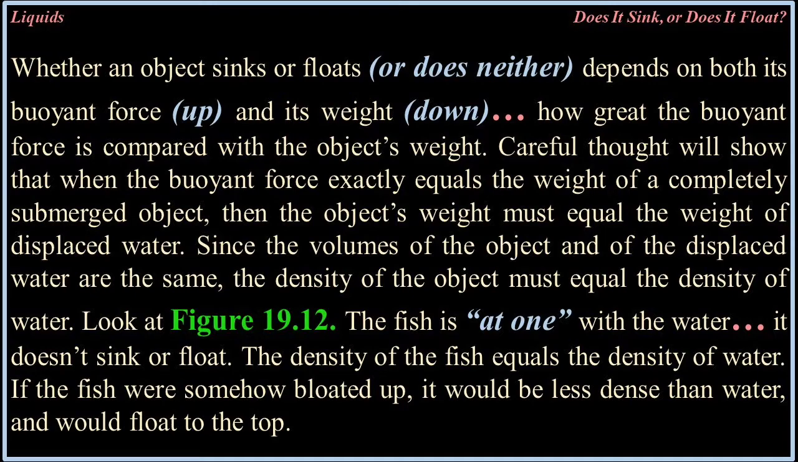Whether an object sinks or floats or does neither depends on its buoyant force up and its weight down, how great the buoyant force is compared with the object's weight. Careful thought will show that when the buoyant force exactly equals the weight of a completely submerged object, then the object's weight must equal the weight of displaced water. Since the volumes of the object and of displaced water are the same, the density of the object must equal the density of the water.